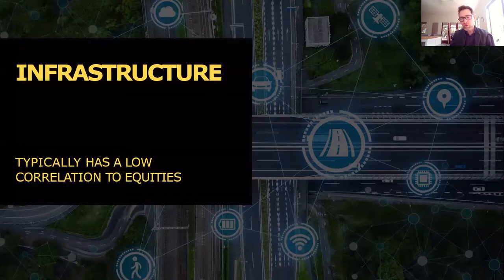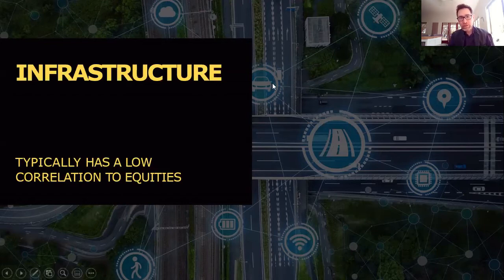And so the key here, once again, is to see if your infrastructure asset class has a higher exposure to unlisted assets within the infrastructure asset class. That will reduce its volatility and its correlation to the share market.